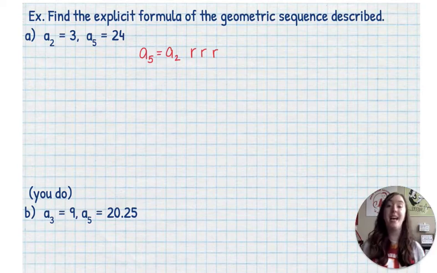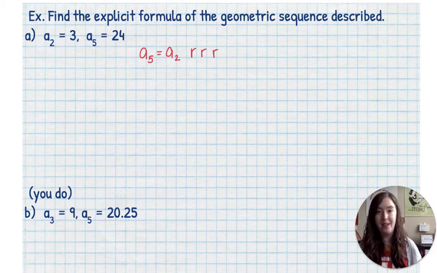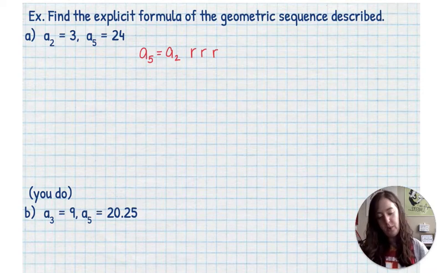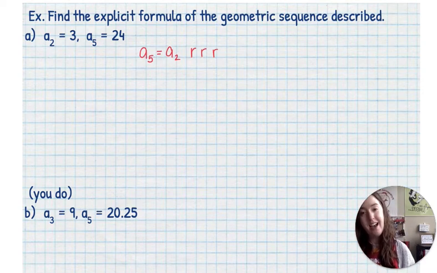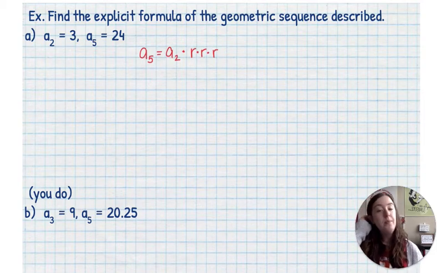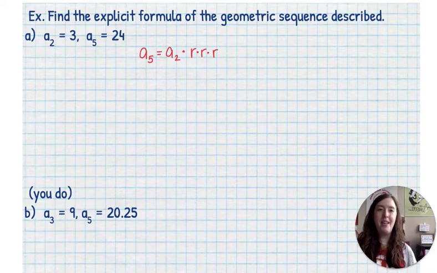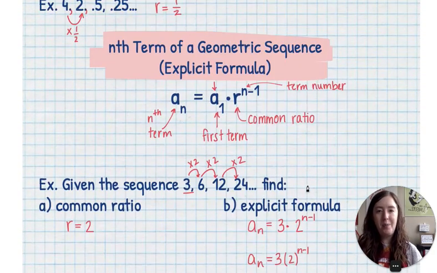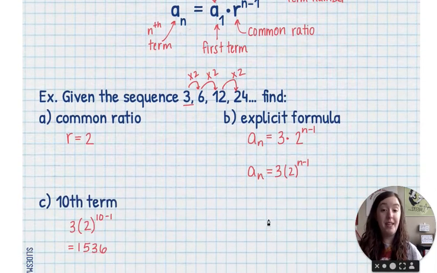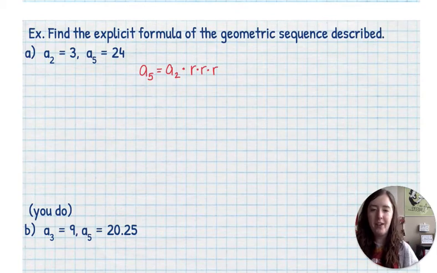But here's what's happening. We're not adding that every time, right? We're multiplying by the same number every time. So I need to take a sub 2 times r times r times r. Since I have repeated multiplication, that's why I have a power. If we look back at this nth term, that's why we have a power right here, because we have repeated multiplication. All right, neato.